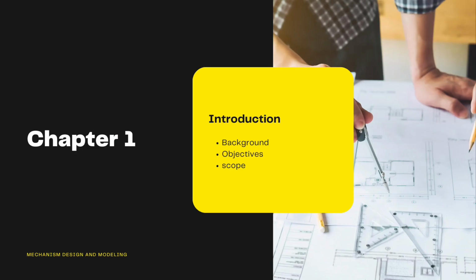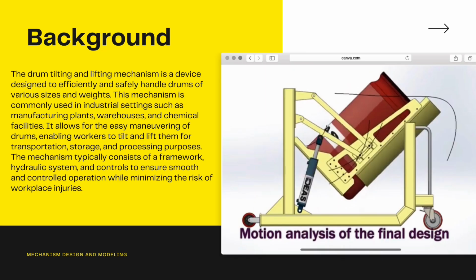Chapter 1 is Introduction. Background. The drum tilting and lifting mechanism is a device designed to efficiently and safely handle drums of various sizes and weights. This mechanism is commonly used in industrial settings such as manufacturing plants, warehouses, and chemical facilities. It allows for the easy maneuvering of drums, enabling workers to tilt and lift them for transportation, storage, and processing purposes. The mechanism typically consists of a framework, hydraulic system, and controls to ensure smooth and controlled operation while minimizing the risk of workplace injuries.